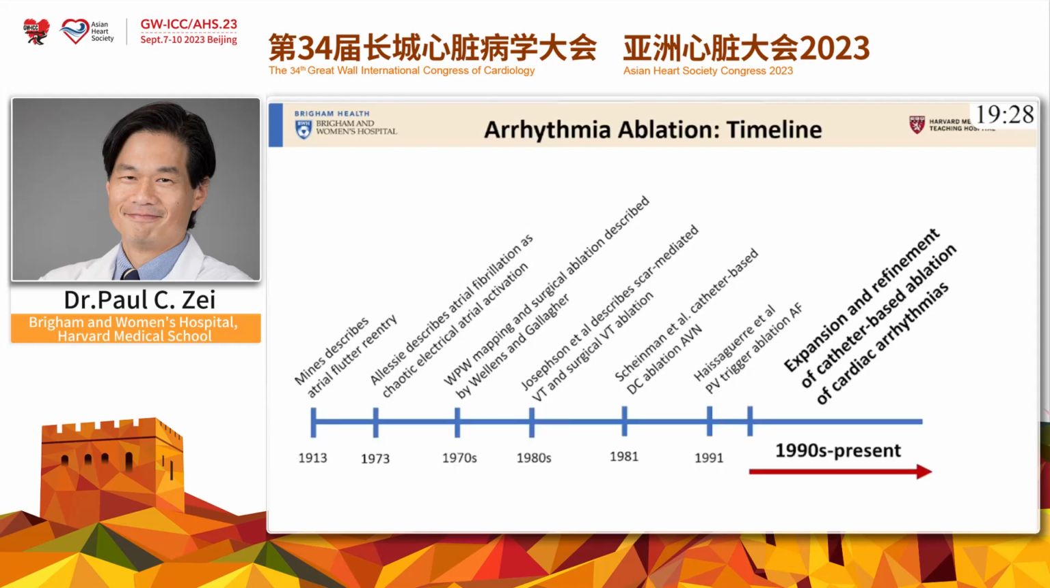So I decided to start talking about this in a historical context a little bit. The first timeline I'm showing you today is basically an ablation timeline. Perhaps the start of thinking about arrhythmia ablation is when Professor Mines first described atrial flutter reentry over 100 years ago. Then you fast forward to the description of atrial fibrillation as a chaotic electrical activation, and then the first instance of intervention for arrhythmias, when surgical treatment was described for WPW.